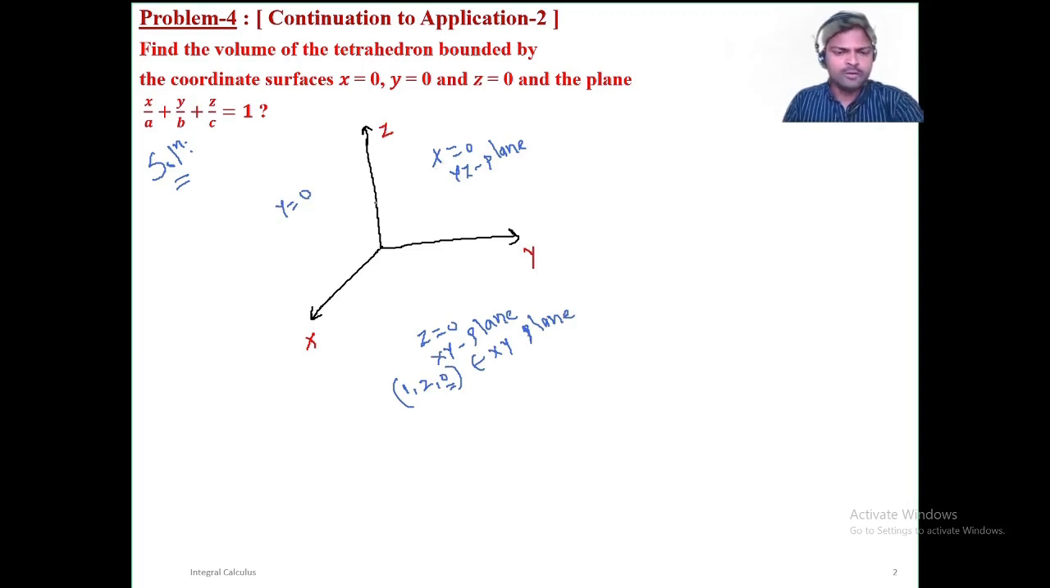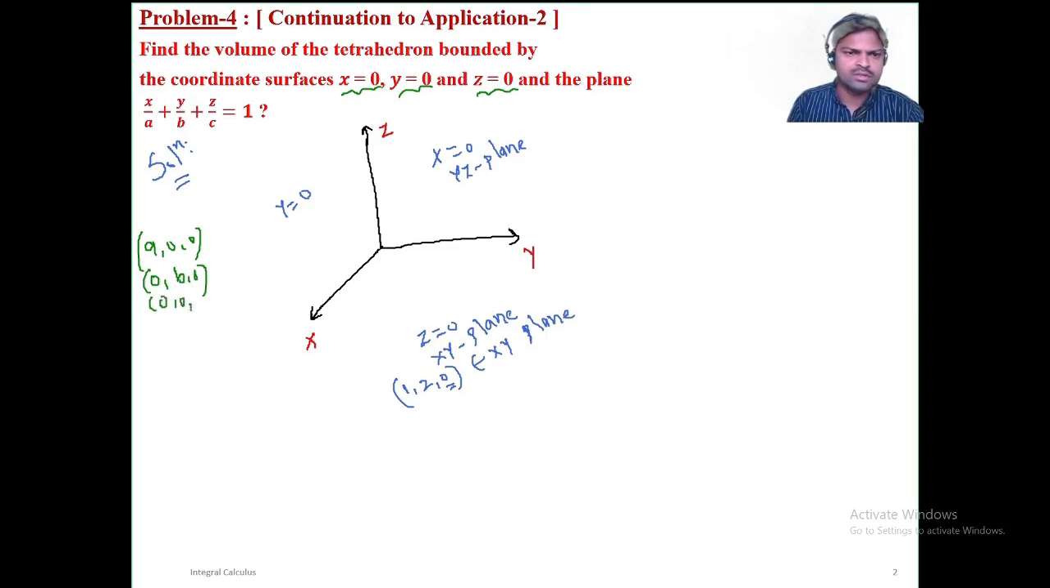Now three planes are over. X is 0 is over, y is 0 is over, and z is 0 is over. I need to find the common portion, right? So the portion which is bounded by these three planes and the plane x by a plus y by b plus z by c is equal to 1. That means this plane intersects x axis at a comma 0 comma 0, y axis at 0 comma b comma 0 and z axis at 0 comma 0 comma c.